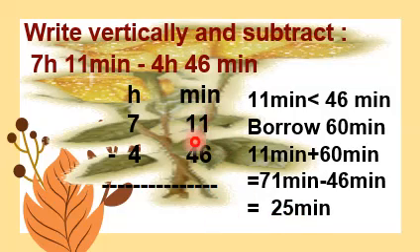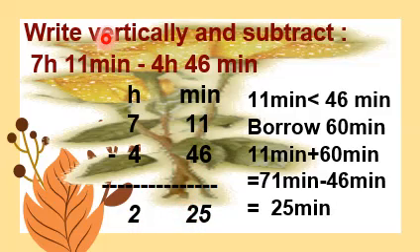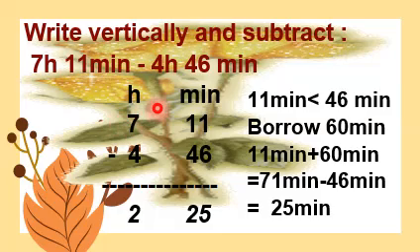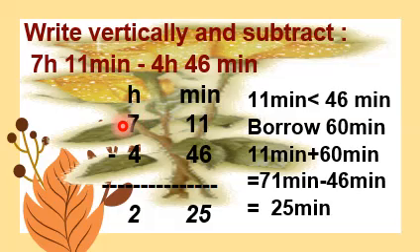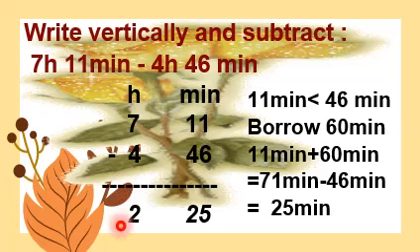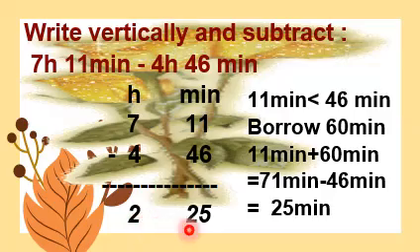So in the final answer we will write 25 in the minutes column, and we have borrowed 1 from 7. 1 hour means 60 minutes. So this 7 is now 6. 6 minus 4 is equal to 2. So the final answer is 2 hours and 25 minutes.